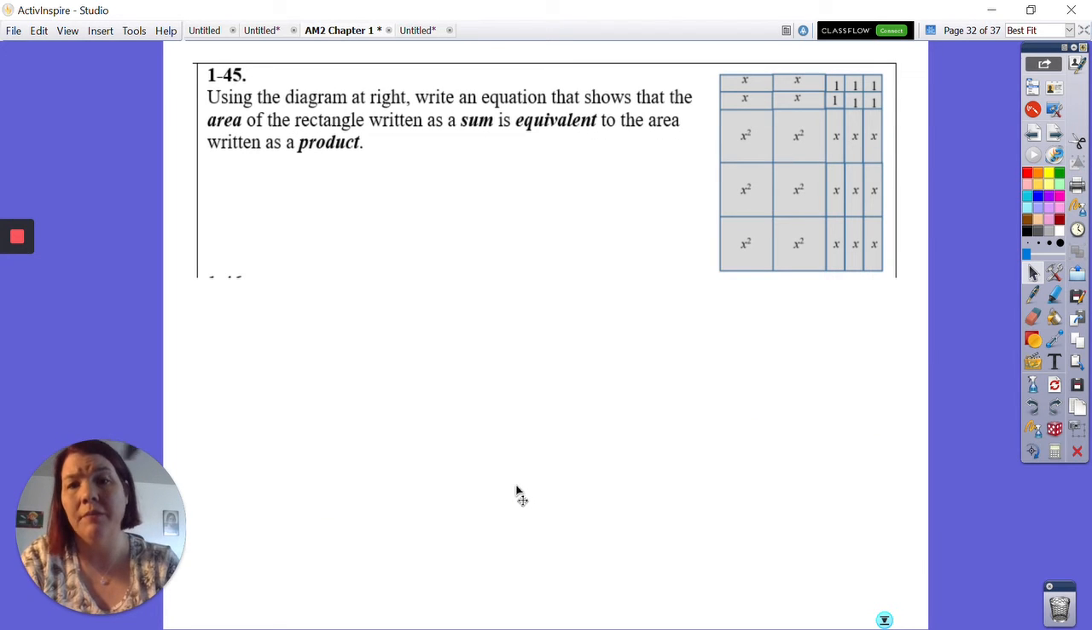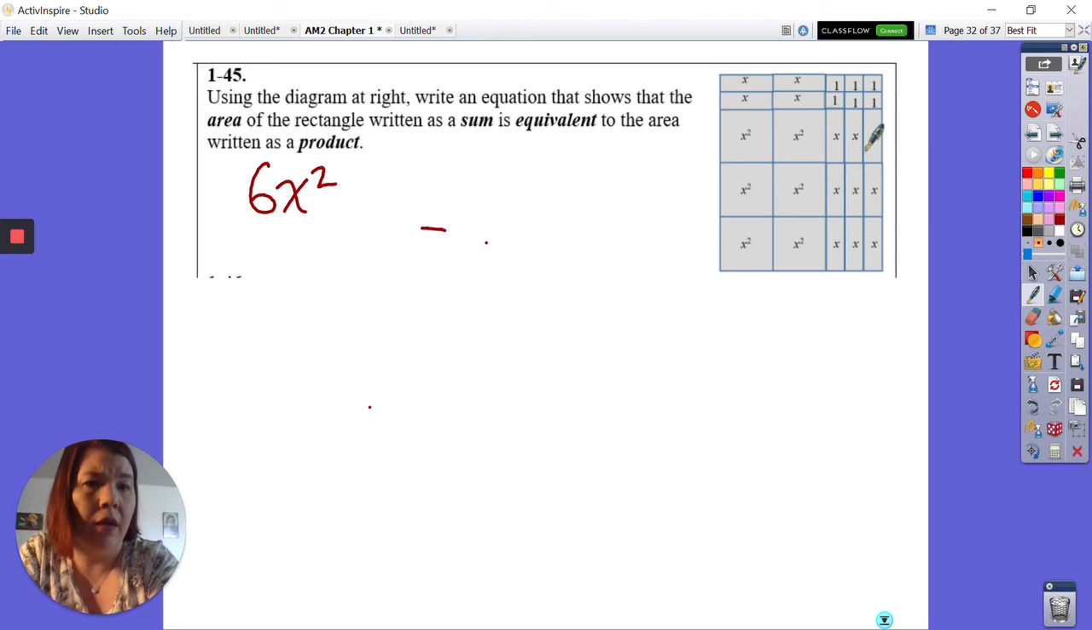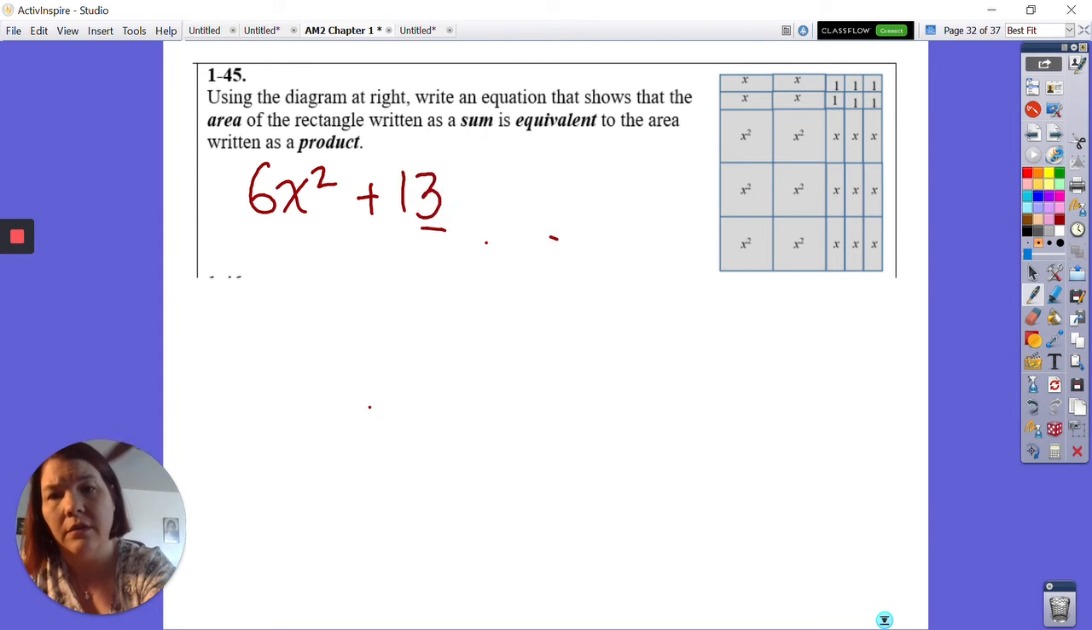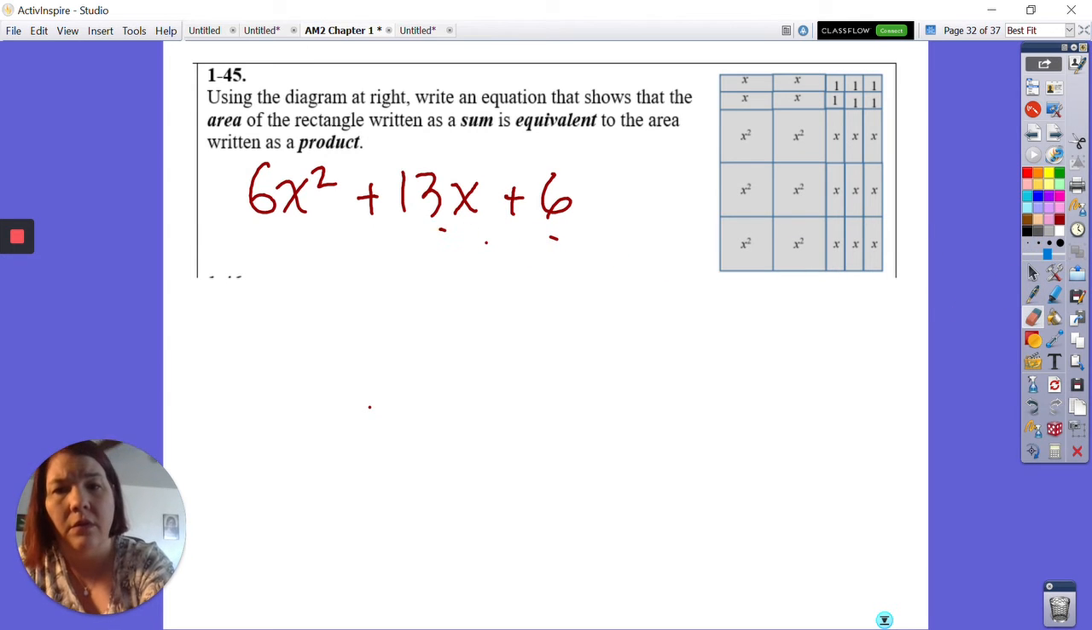So here's a diagram to the right. We want the area written as a sum equivalent to the area written as a product. So basically when we want parentheses and when we don't. So I have 6x squared. So when I'm looking for the sum, I'm just going to count what I see and count how many there are. So I have 6x squared and 3, 6, 9, 10, 11, 12, 13 x's, and then 6 ones. So there is my area written as a sum.